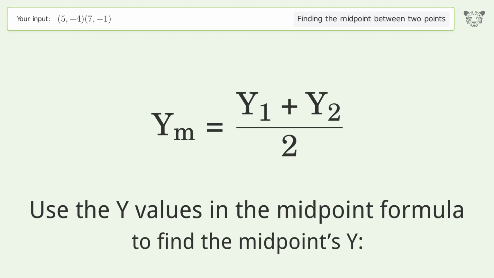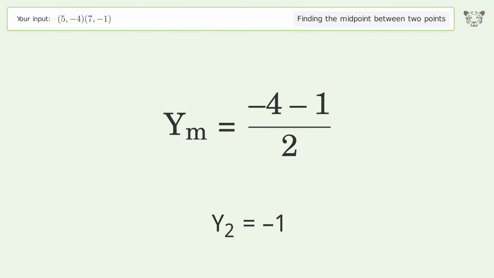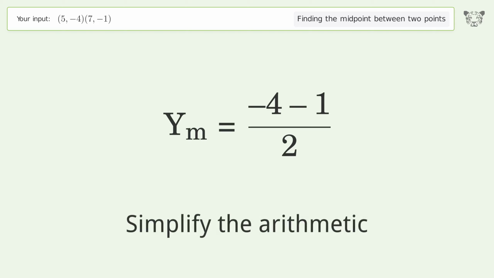Use the y values in the midpoint formula to find the midpoints y. y1 equals -4. y2 equals -1. Simplify the arithmetic.